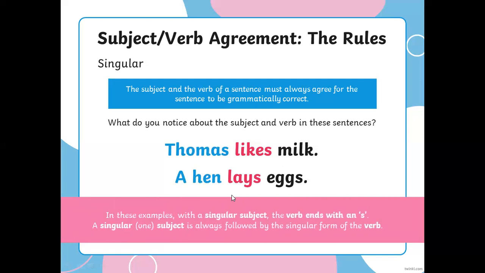In these examples, with a singular subject, the verb ends with an S. A singular, one subject is always followed by the singular form of the verb. Singular form of the verb means that we add S to the verb. So like will be likes, lay will be lays, say will be says, and so on. So the most important rule is: when the subject is singular, we add S to the verb.